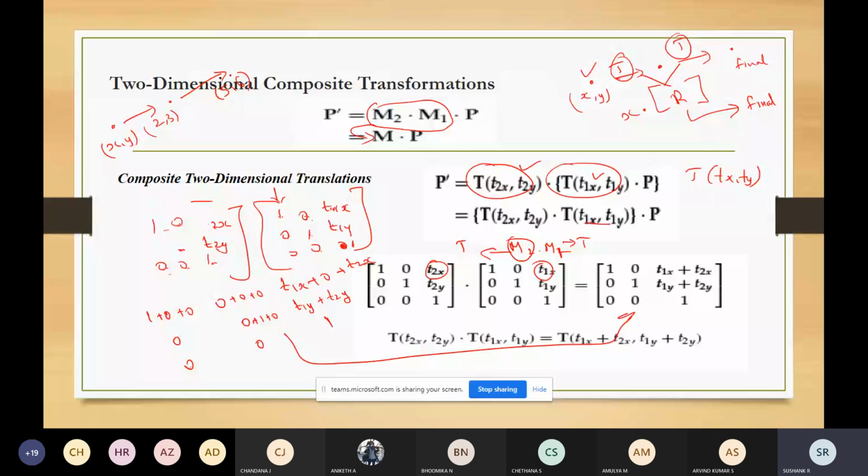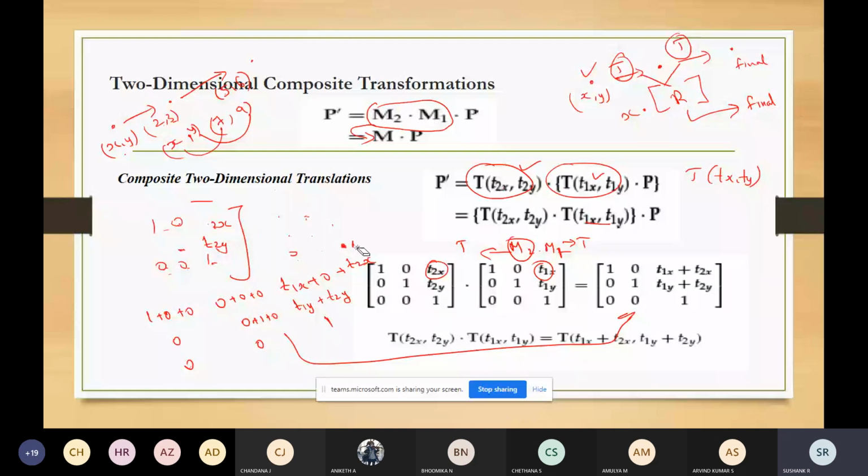So instead of that, for this x itself, you can add these terms: 2 plus 5 will be 7, 3 plus 6 will be 9. So instead of doing two separate operations on the initial point x comma y, add 7 and 9 like that. That is what is represented in this matrix.